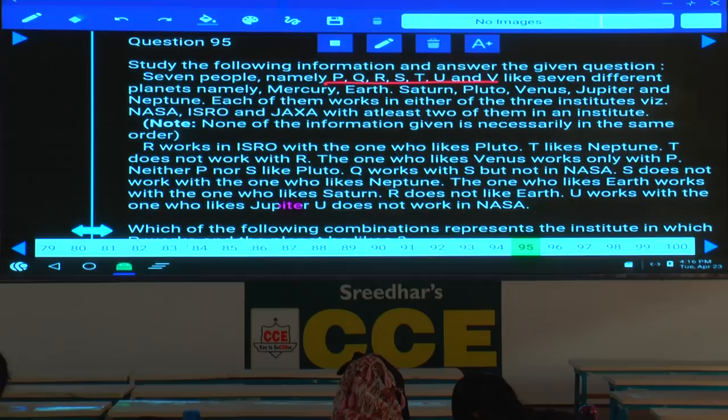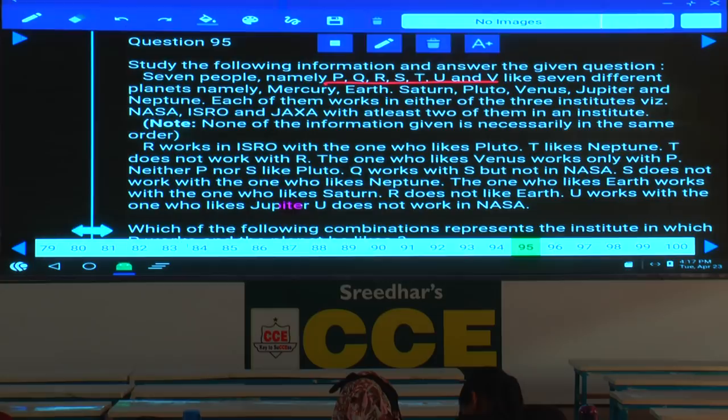At least 2 in each institute, that means what is the possibility? 7 persons, at least 2, 2, 2, and 3 in any order. If there are 3 persons working in NASA, then 2 and 2 will be in ISRO and JAXA. If 3 are from ISRO, the remaining will be 2 and 2. If 3 are from JAXA, NASA and ISRO must be 2 and 2. First we need to finalize who the persons are. Which institute has 3 persons?